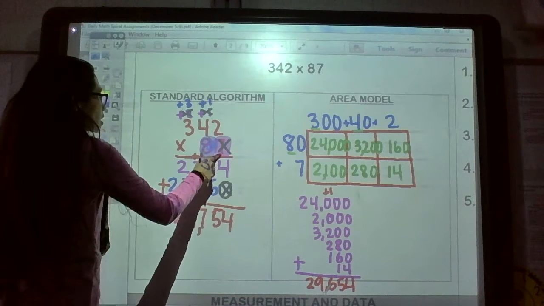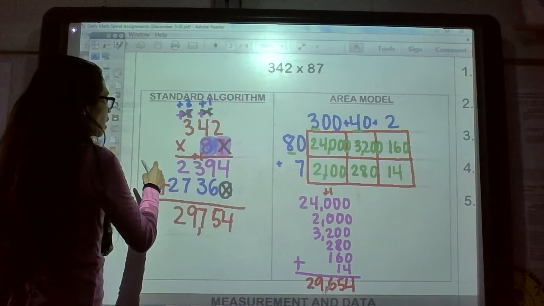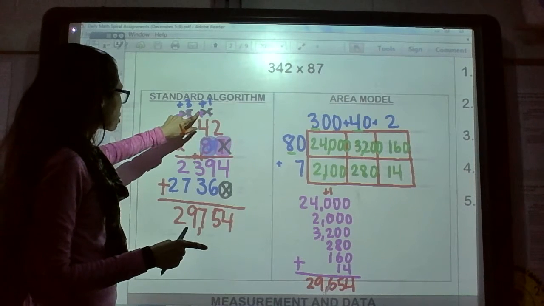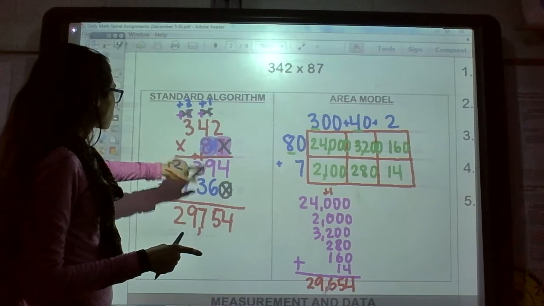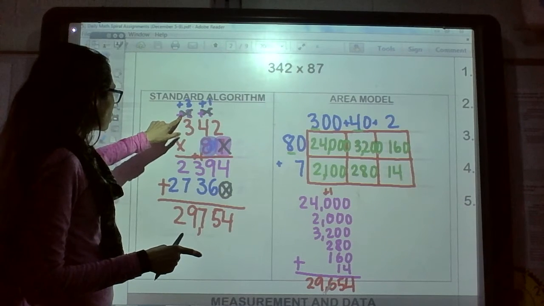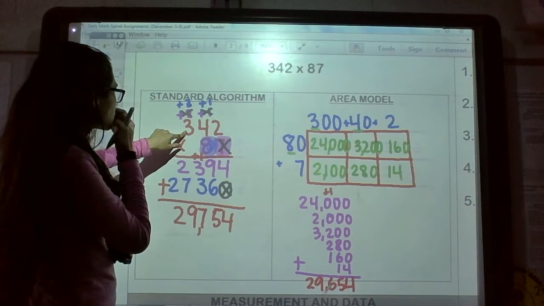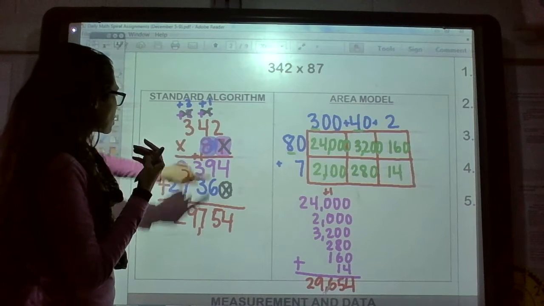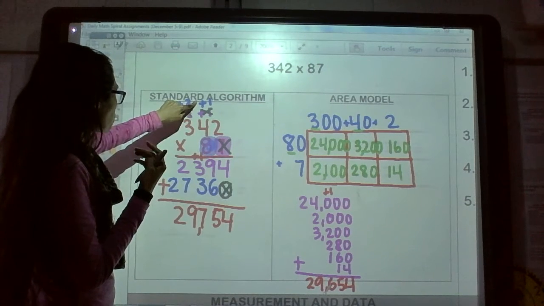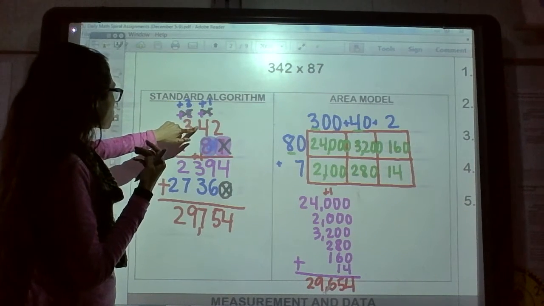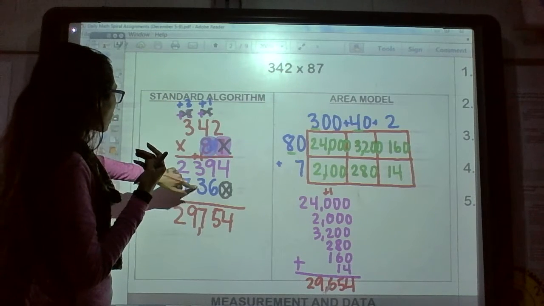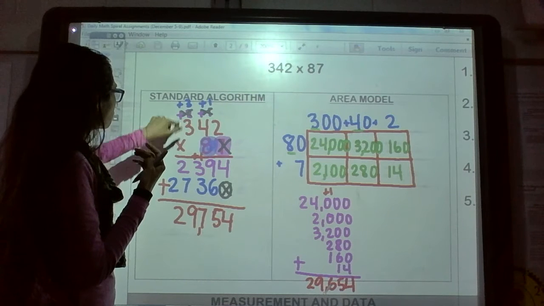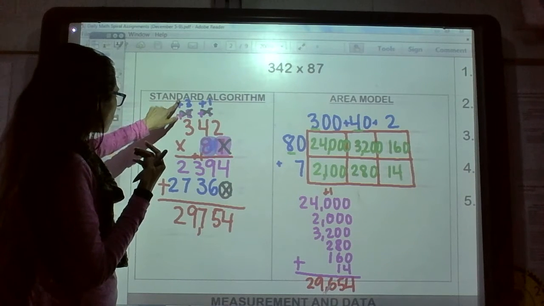2 times 7, 14. Bam, 1. 7 times 4, 28 plus 1 is 29. That's a 2. 7 times 3 is 21. 22, 23. That's right. 8 times 2 is 16. Write the 6 plus 1. 8 times 4 is 32 plus 1, 33. Write the 3. Carry the 3. 8 times 3 is 24. Plus 3 is 27. All right, that's right.